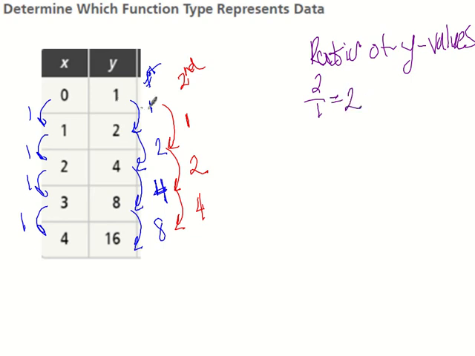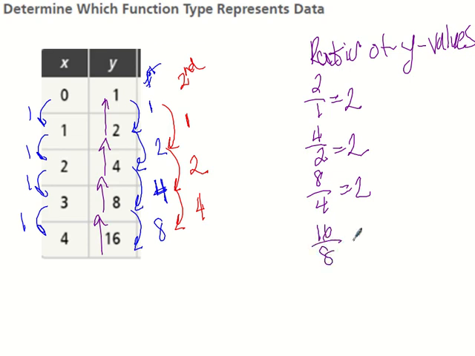I took 2 over 1. And then I'm going to take 4 compared to 2 and I get 2. I'm just writing the ratios this way. So I'm going to do 8 over 4 and I get 2. And then I'm going to do 16 over 8 and I get 2. Since we have this common ratio, we would then call this an exponential.